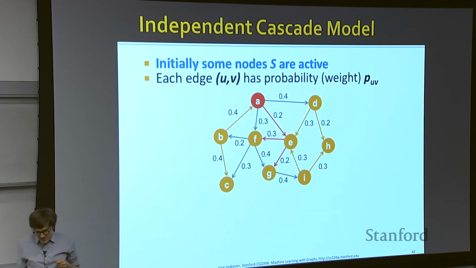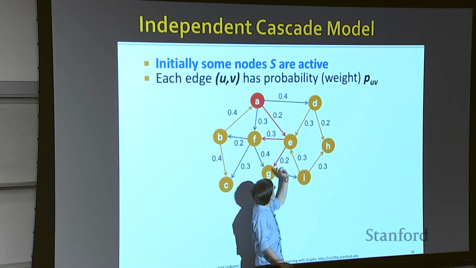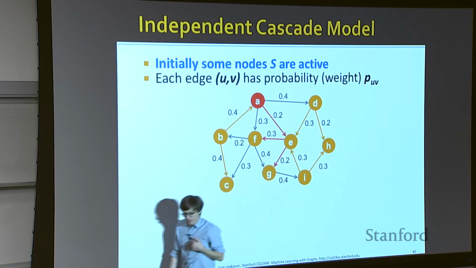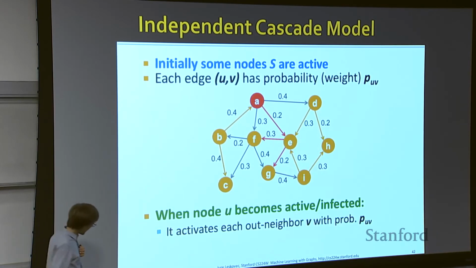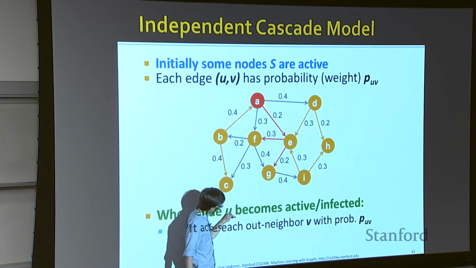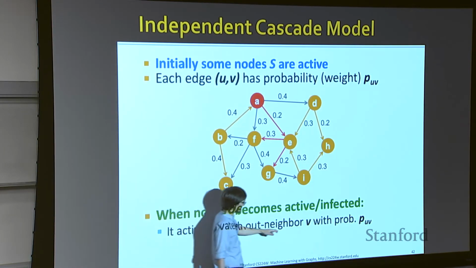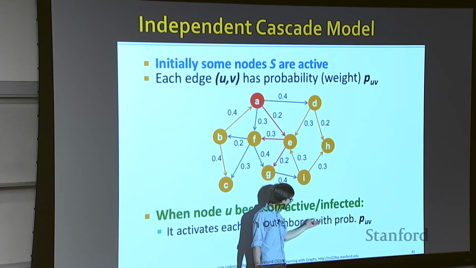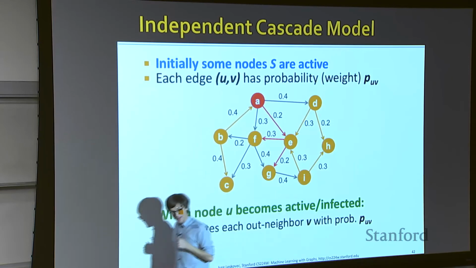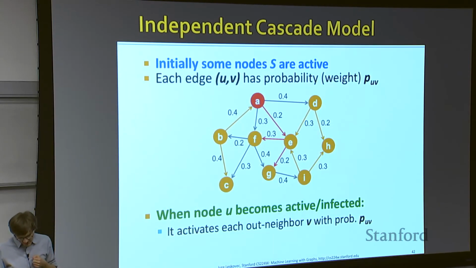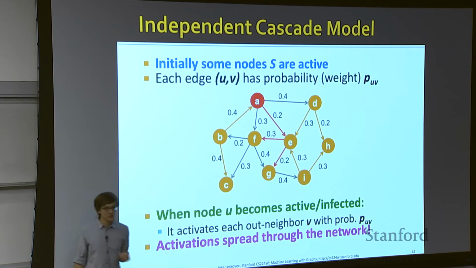So the idea is that basically this is an independent cascade model because every transmission happens independently of all other transmissions, right? So when a node becomes infected, we say it activates each of its outgoing neighbors, outgoing links, with a probability that's assigned to that link, to that directed edge, right? So the way this would work is that activations spread throughout the network, right?